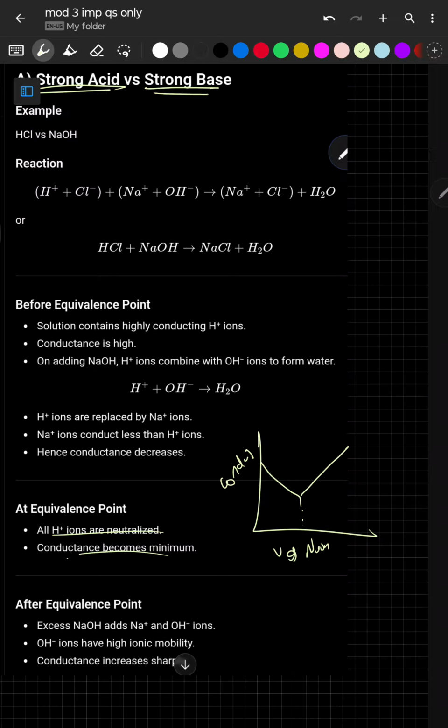The intersection of the two lines gives the endpoint. Like this also, in your own words you can write.